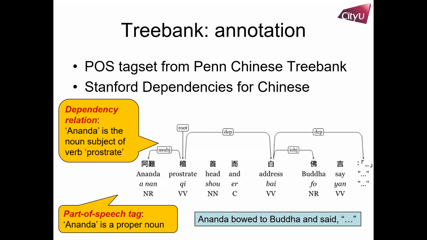And I don't need to explain a dependency Treebank in front of this audience. So here is a sample parse tree for the sentence "Ananda bowed to Buddha and said," and so on. And so you can see it's the usual part-of-speech tagging and dependency relations.